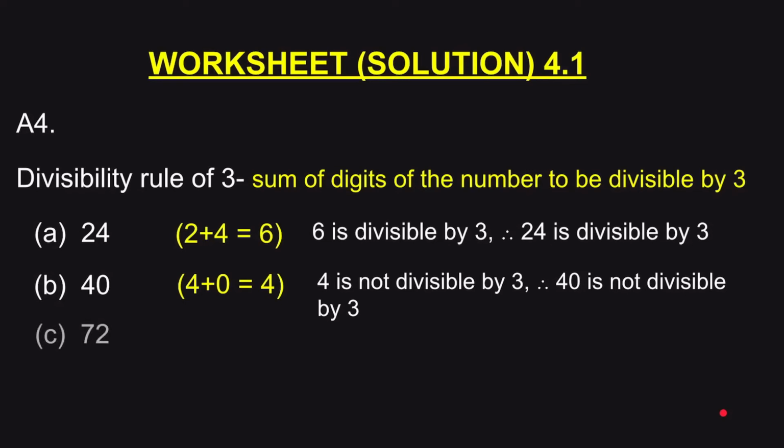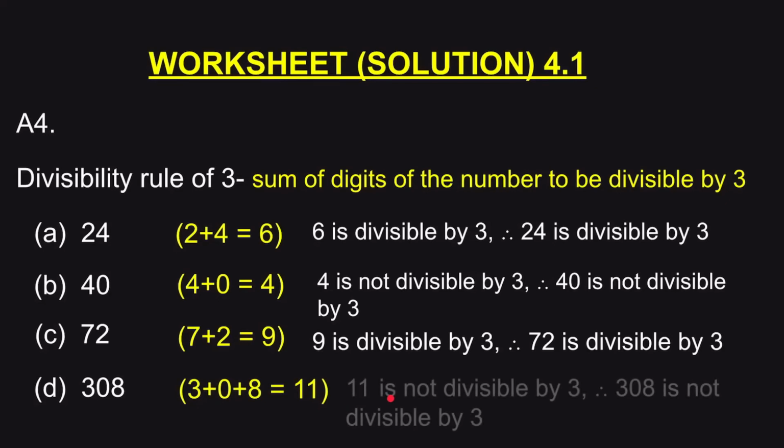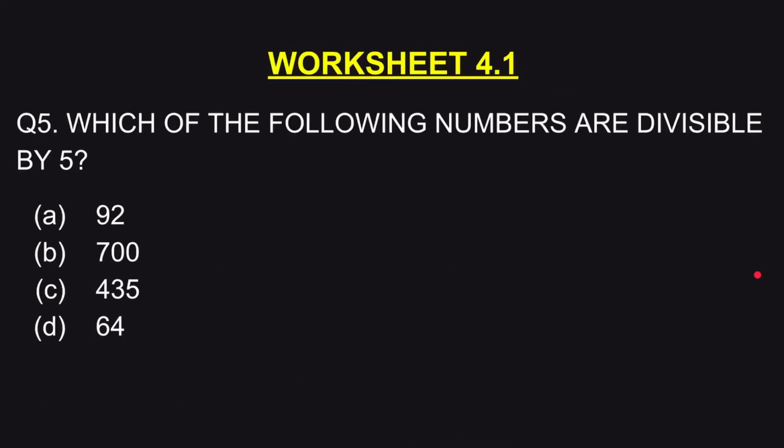C part, 72. 7 plus 2 gives us 9. 9 is divisible by 3, therefore 72 is divisible by 3. D part, 308. 3 plus 0 plus 8 gives us 11. 11 is not divisible by 3, therefore 308 is not divisible by 3.